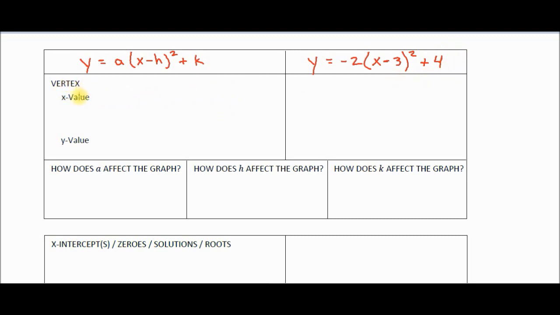Okay, let's take a look at how to find the vertex. The great part about vertex form is the vertex is right in the equation. So how do you find the x value of the vertex? We should know this already. The vertex x value is h. And I'll put in parentheses to remember to flip the sign.